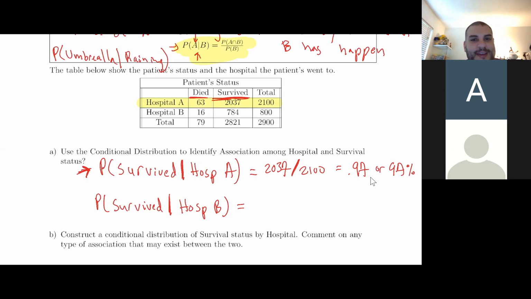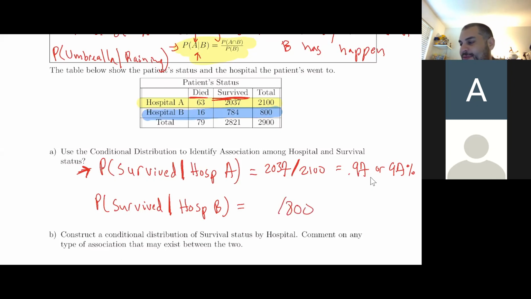All right, and that's it for that first part. Any questions on how we got that first part? If you look at it, 97% of those people survive. So let's do hospital B. How many people went to hospital B? 800. Perfect. So we'll put 800 here.